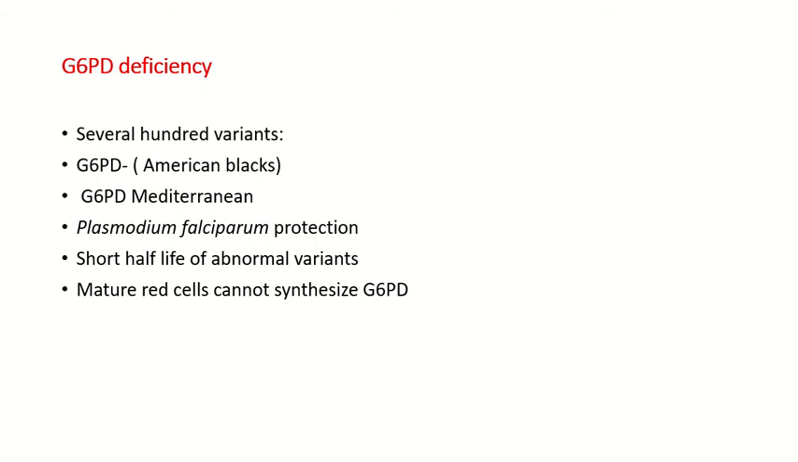There are hundreds of variants of G6PD deficiency. The most common types are G6PD Mediterranean, and some variants are present in American blacks. It is thought that G6PD deficiency leads to protection from Plasmodium falciparum infection.